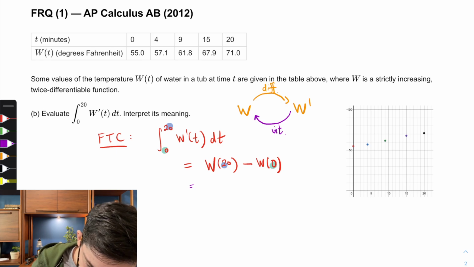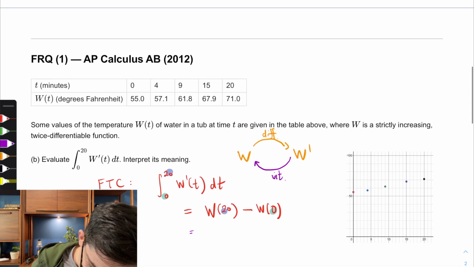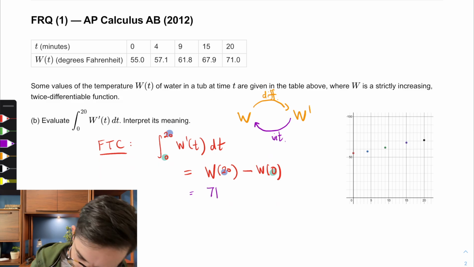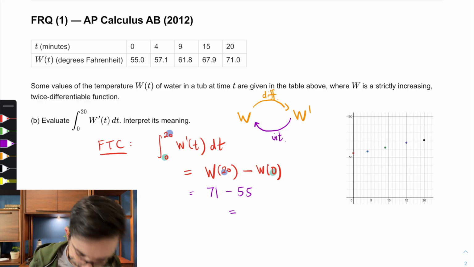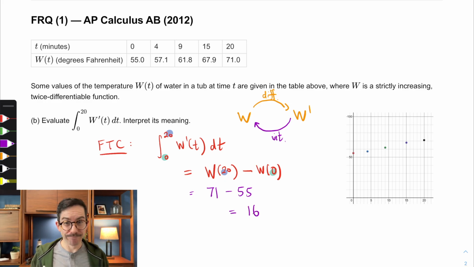that W of 20 is 71, and W of 0 is 55. I guess we're calculator active, but hopefully we know this is 16 without relying on our calculator.